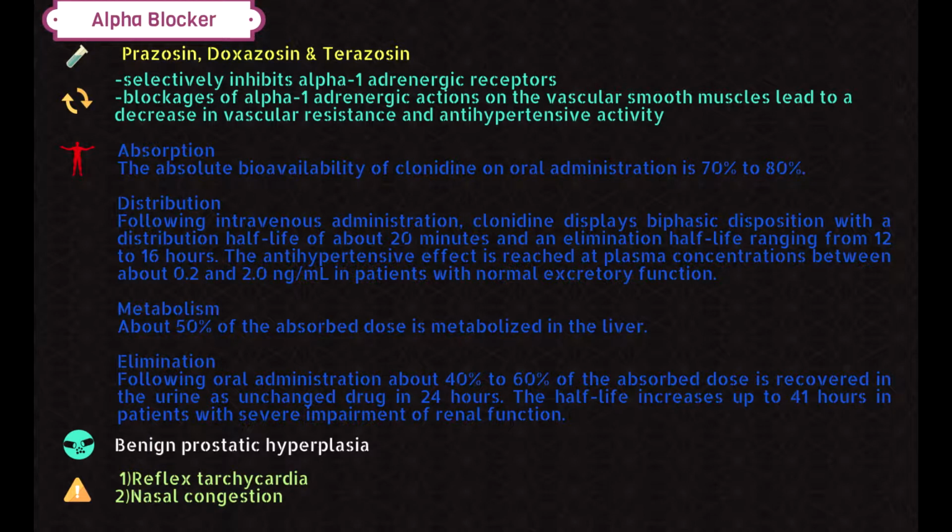Alpha blocker agents. The examples are prazosin, doxazosin, and terazosin. The mechanism of action is selectively inhibiting the alpha-1 adrenergic receptor. Blockage of alpha-1 adrenergic actions on the vascular smooth muscle leads to a decrease in vascular resistance and antihypertensive activity. The pharmacokinetics of alpha blocker agents.